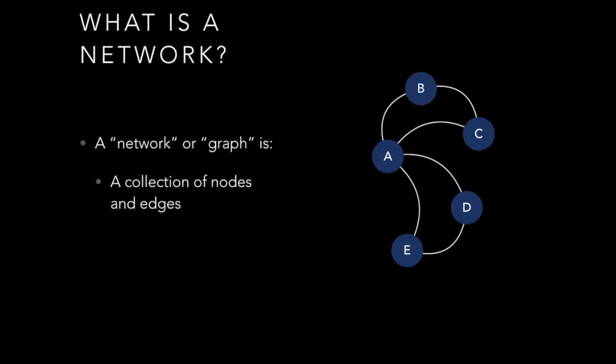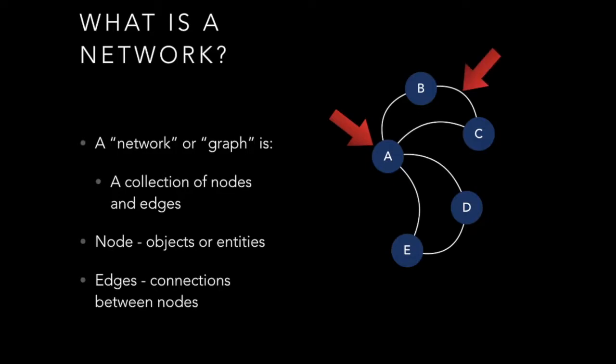So a network, or a graph, as it's also called, is a collection of nodes and edges, where a node can be your object or entity, like a user in social media, a hashtag, or a website, or a company, and an edge is a connection between nodes. So this connection can define some sort of relationship.